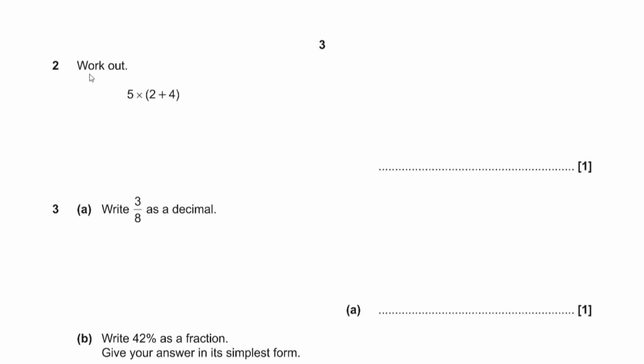Question 2. Work out 5 multiplied by 2 plus 4. Well, what this is equal to is 5 multiplied by, and here the 2 plus 4 is 6. So we have 5 multiplied by 6, which is equal to 30.